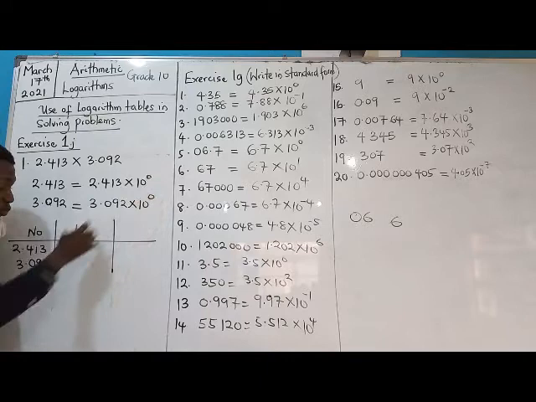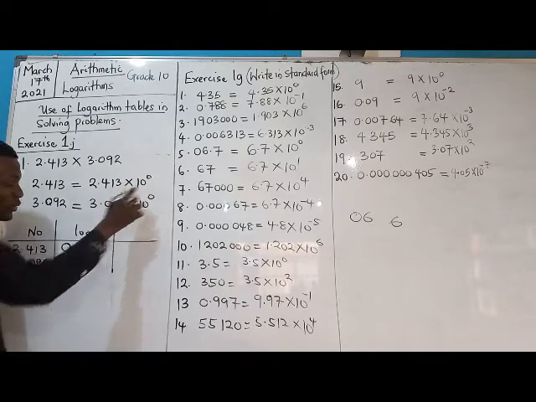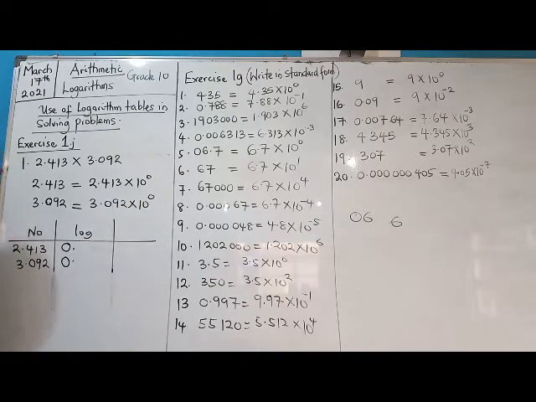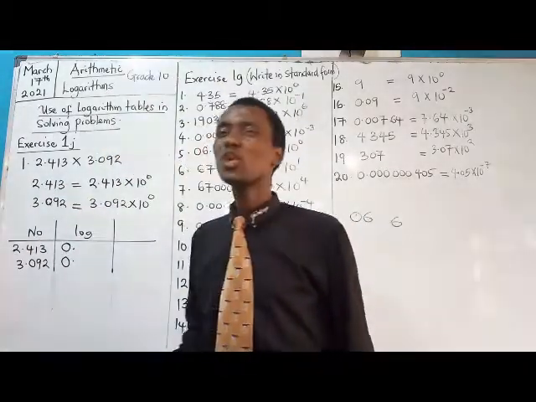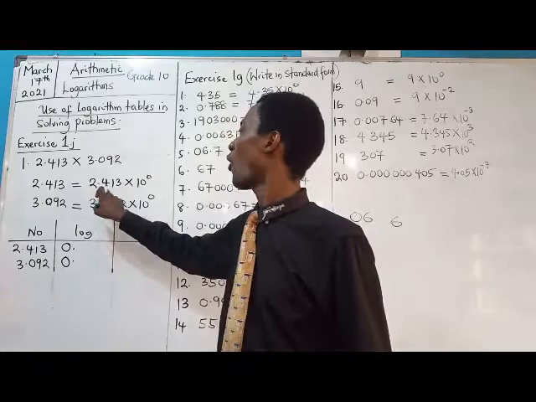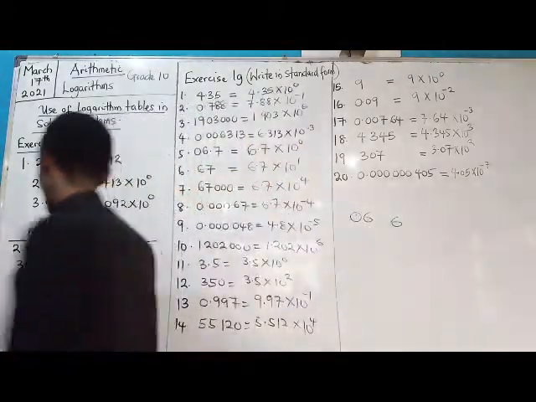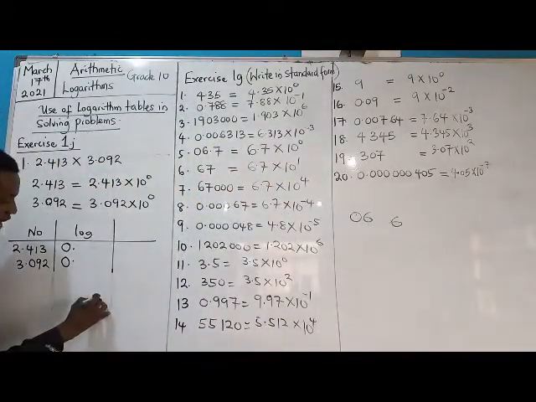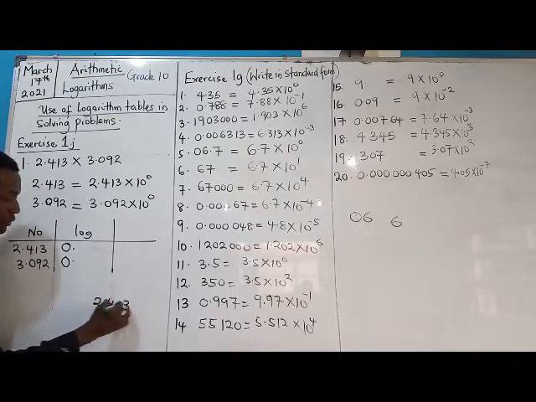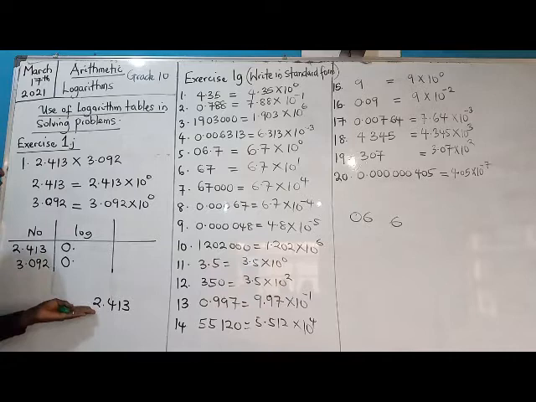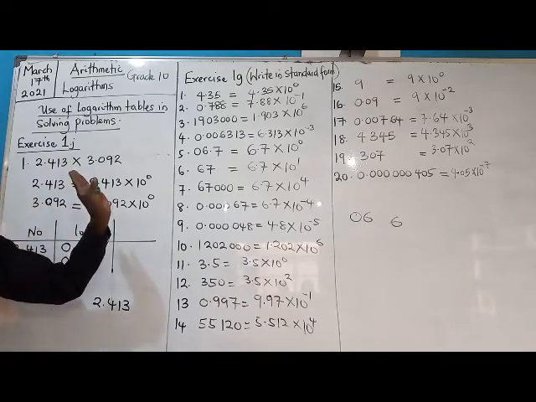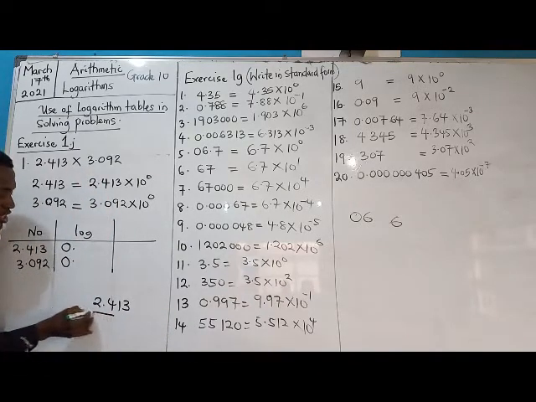This 0 here is what you will put here. This 0 is what you're going to put here. And then you will go to your logarithm table and look for 24, the first two digits. So by way of example, if I have 2.413, in your mind's eye you must assume all of these digits without the decimal. The first two digits is where you should check the logarithm.